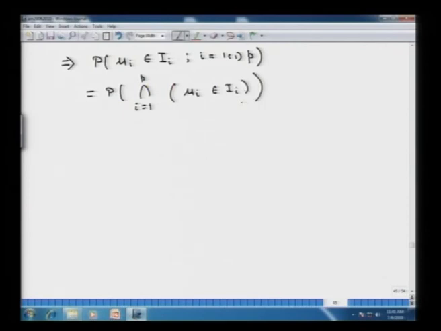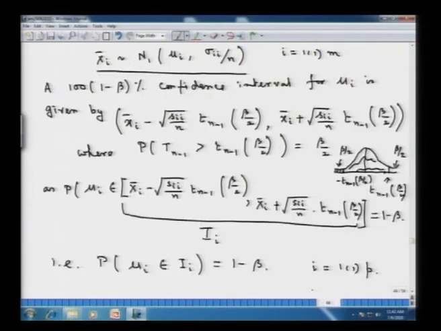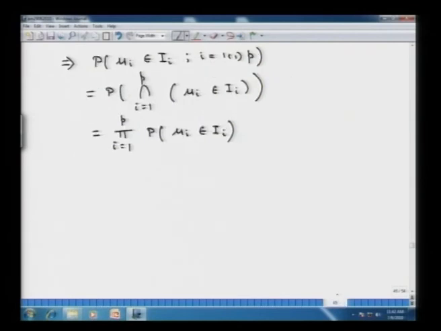Now, these events are going to be independent because we have chosen the sigma matrix to be a diagonal matrix, and hence this is going to be the product, i equal to 1 up to p, of the respective probabilities, because the underlying p events whose intersection we are looking at are independent events. Hence we will have mu i belonging to this I_i. Now, we have obtained these probabilities. I_i is given by this particular random interval, and the coverage, that is the probability that mu i belongs to a particular I_i, is 1 minus beta.